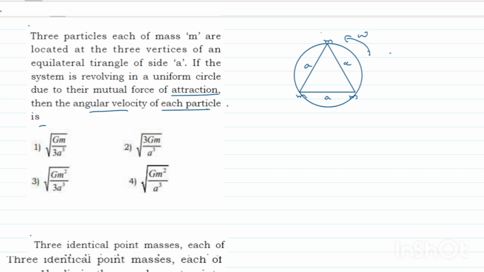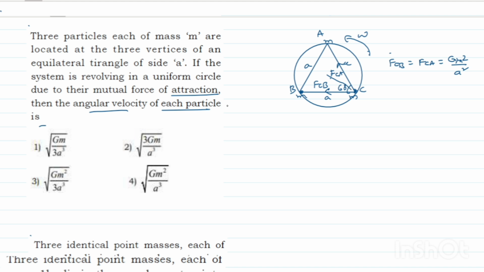Now first you need to calculate the force of attraction on any one of the sides, students. Let us name the masses A, B, C. The C particle will be attracted by the B particle and by the A particle along these directions. Let us call them FCB and FCA. So FCB equals FCA, which equals G into masses m and m, that is m square, by the distance of separation a square. Now these two magnitudes will be the same, but they make an angle of 60 degrees.